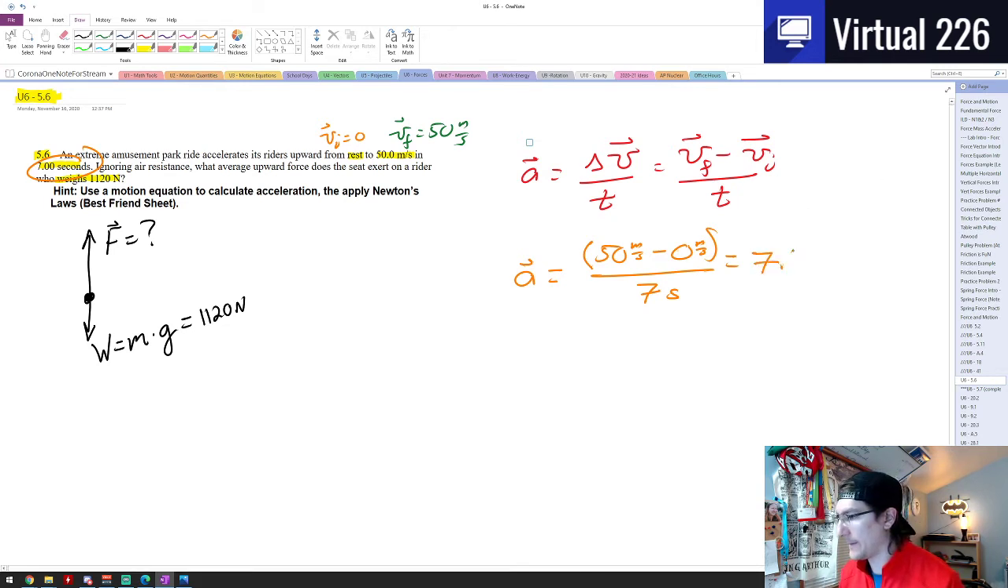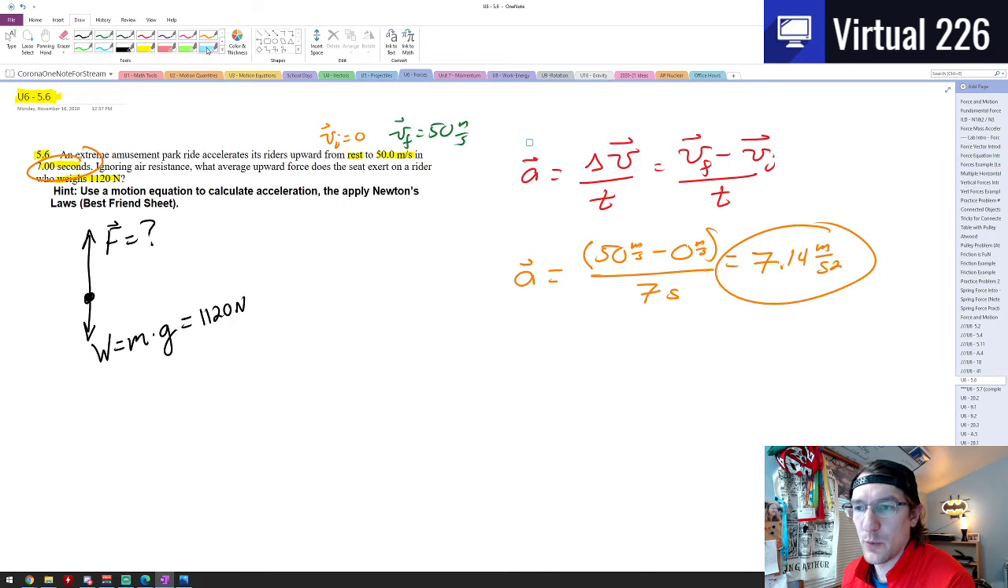7.14 meters per second squared. So that's our acceleration, okay? But that's not what we want. What we want is the average upward force. We're looking for F in this problem.